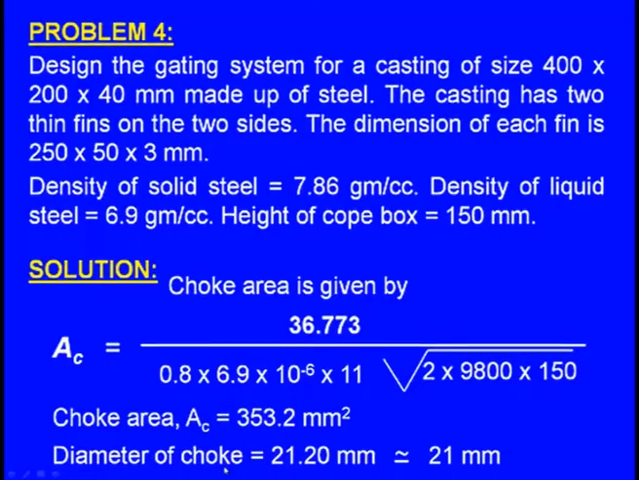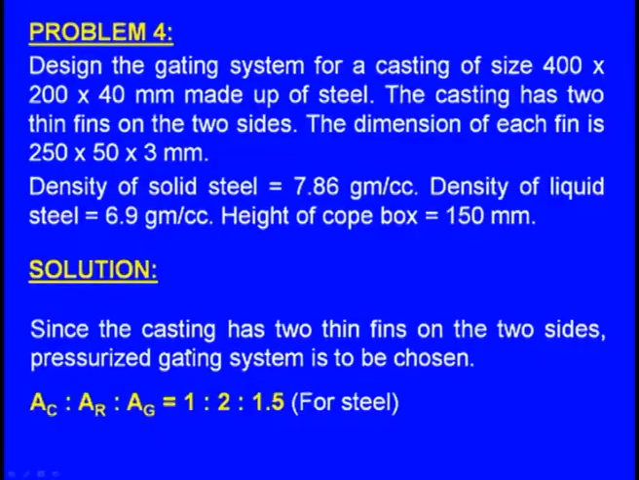Now, if we simplify this, the diameter of the choke is equal to 21.2 millimeters, or that is almost equal to 21 millimeters. So, we have designed the choke area. Next, we need to design the runner. Before that, we need to specify the gating ratio.